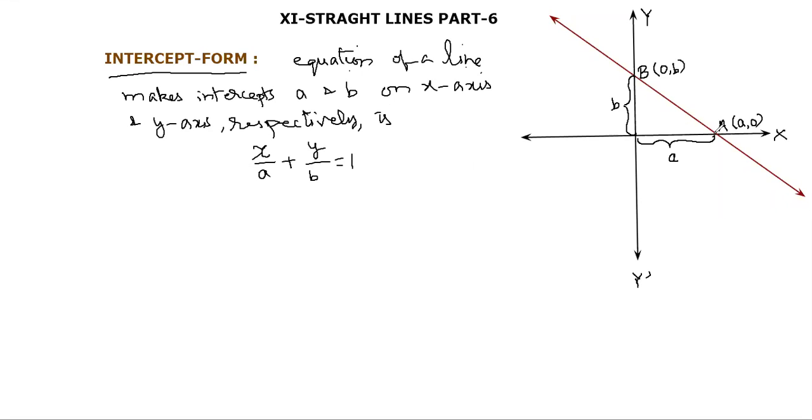Now this can be proved by, this is also the condition when 2 points are given. So we know that for 2 points given, the condition is y minus y1 over y2 minus y1 equals x minus x1 over x2 minus x1.